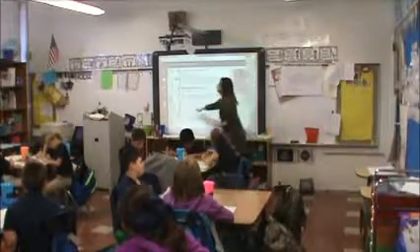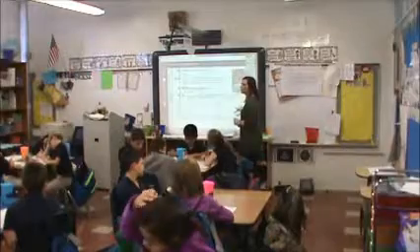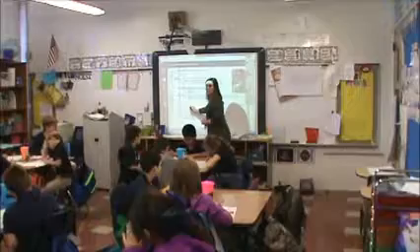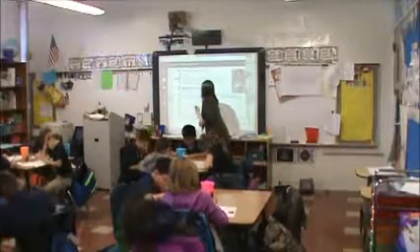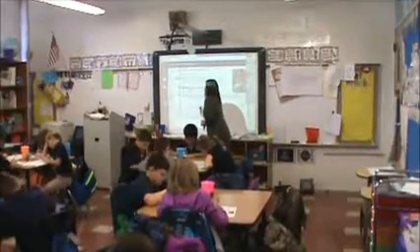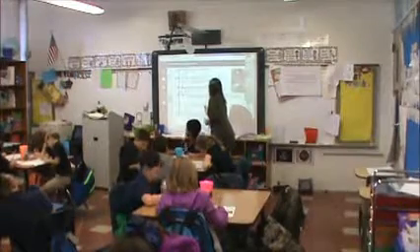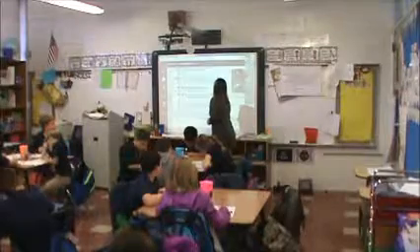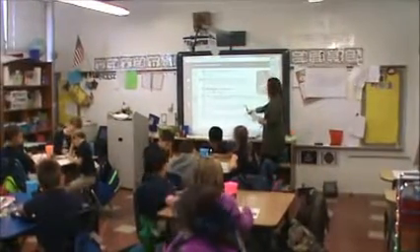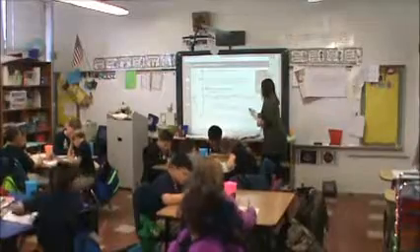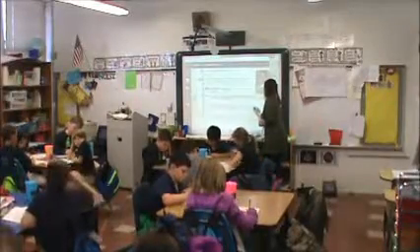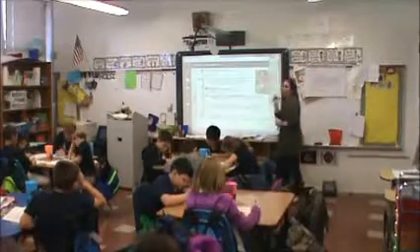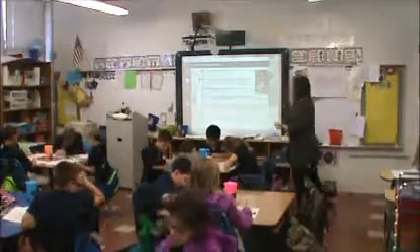So the first thing we need to do is fill out our number line. We need to count by 10. So let's fill out our number line. It's going to be 0, 10, 20, 30, 40, 50, 60, 70, 80, 90, 100, 110, 120, 130, 140, 150, and I'm stopping at 160.